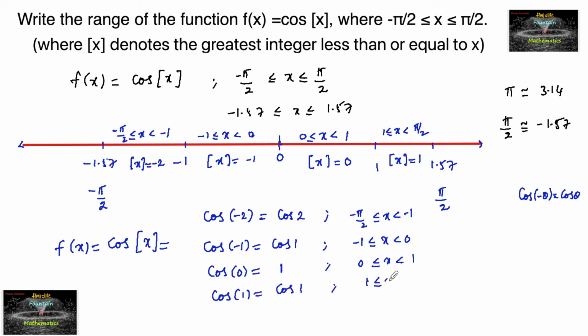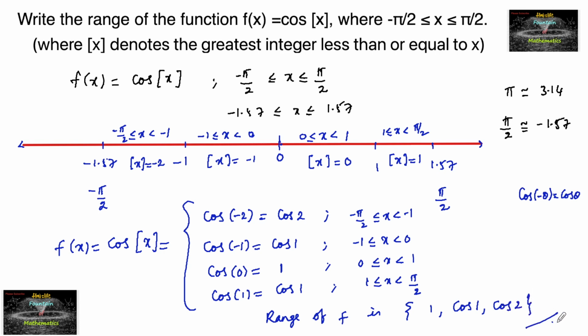So for 1 less than or equal to x less than pi by 2, so it has been divided into 4 parts, so we are getting cos 2, cos 1, 1, cos 1, and hence we can just conclude that the range of the given function f can be taken as 1, cos 1 and cos 2. So this is the answer.